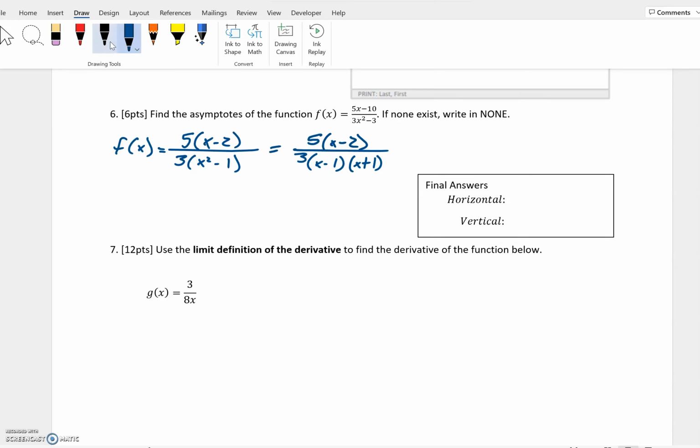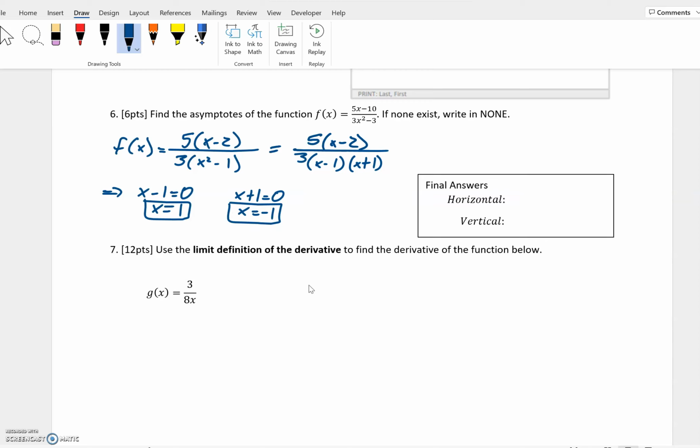So we can really just look at that denominator and say, okay, it's going to be a problem if x minus 1 is 0. So x equals 1 is one of our asymptotes. And it's going to be a problem if x plus 1 equals 0. So x equals negative 1 is the other vertical asymptote.